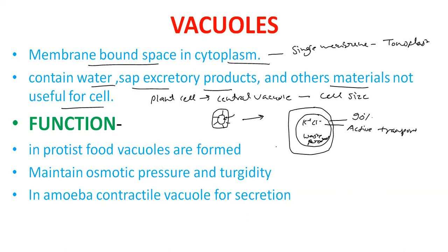So what is the function of these vacuoles? In protists, food vacuoles are found, like in amoeba. It maintains osmotic pressure and turgidity. In amoeba, contractile vacuoles are for secretion.